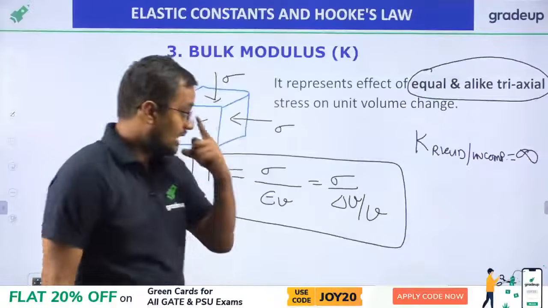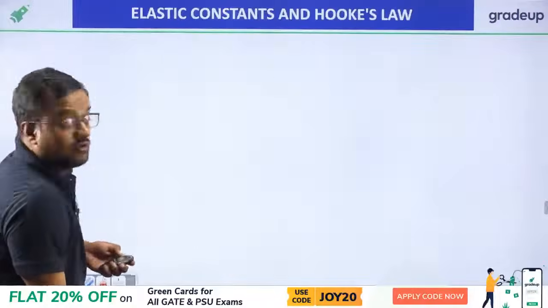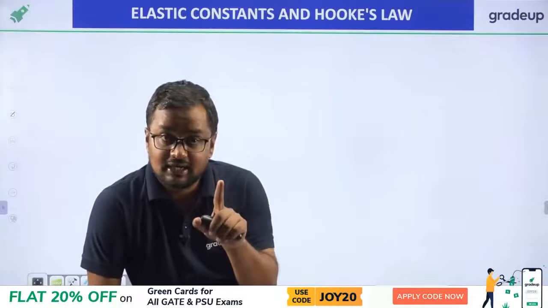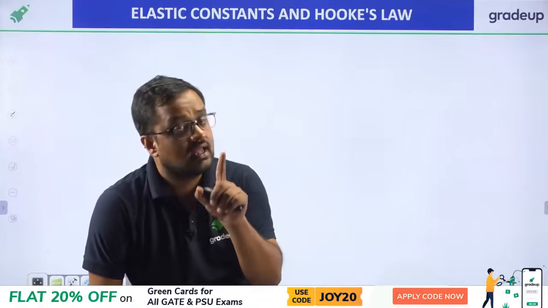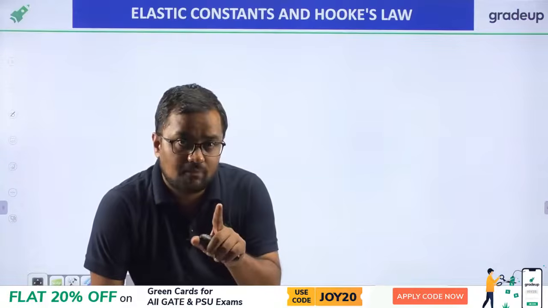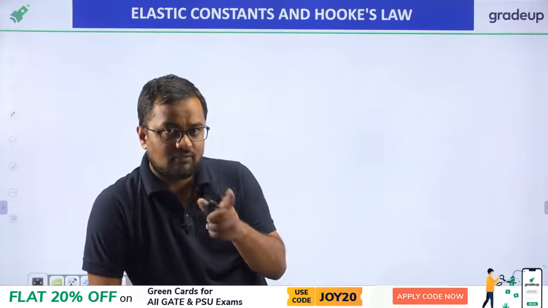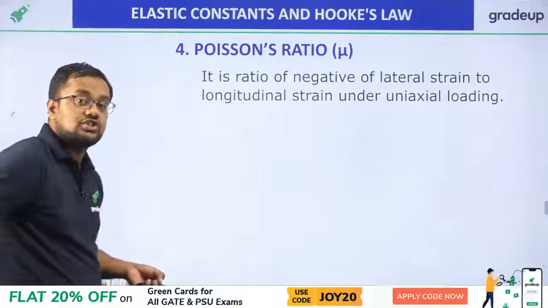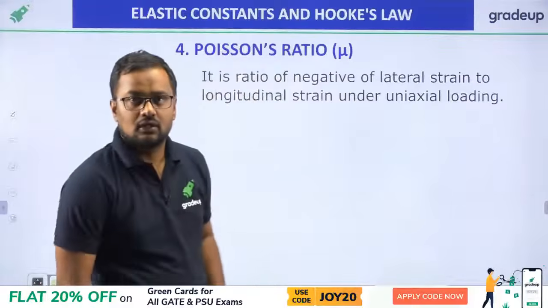Okay. Now going further, my friends. We have derived first Young's modulus, normal stress by normal strain. Then we have defined shear modulus, shear stress by shear strain. Then I told you bulk modulus, that is hydrostatic stress by volumetric strain. Now I am going further to the last elastic constant, that is Poisson ratio. My friends, see here.